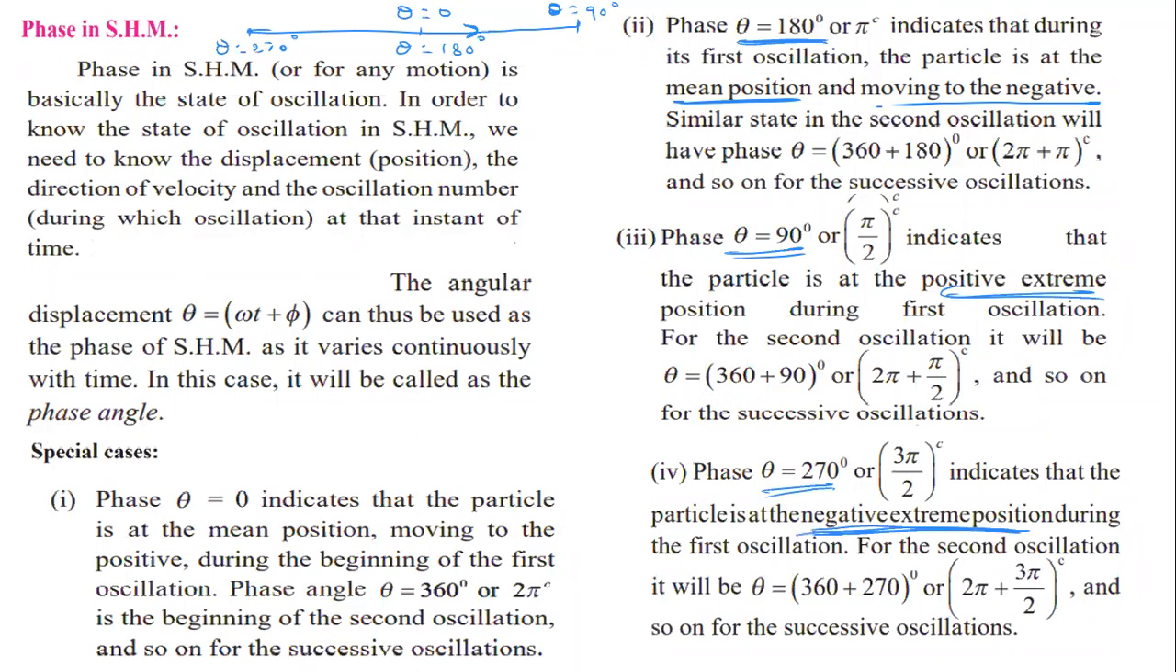You can see case number 4. Then again I will use a different pen now. Again it comes to this point, starts moving to this side and comes here. Then theta is 270 plus 90, which is 360. 360 means it is coming to the mean position, and this is the beginning of the second oscillation, and so on.